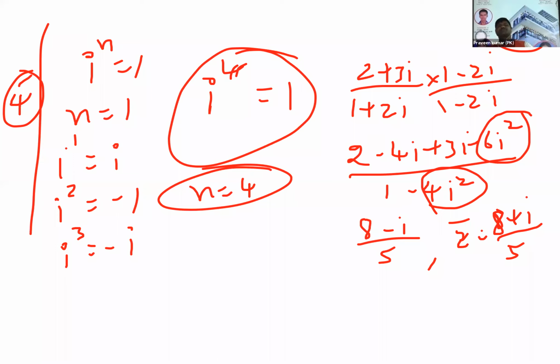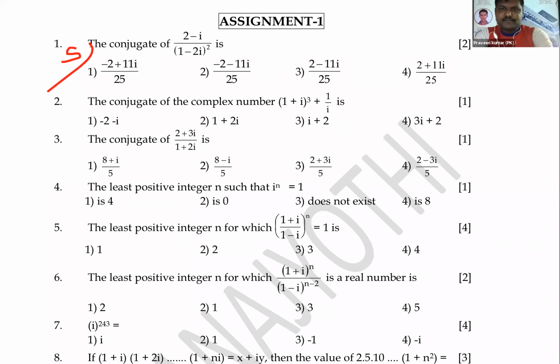I'll move to the next question, question number 5. Shall I move to question number 5, everyone? Yes. Question number 5, we'll see now: the least positive integer n for which (1 plus i by 1 minus i) whole power n equals 1.